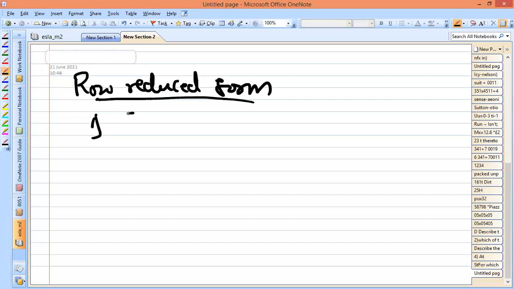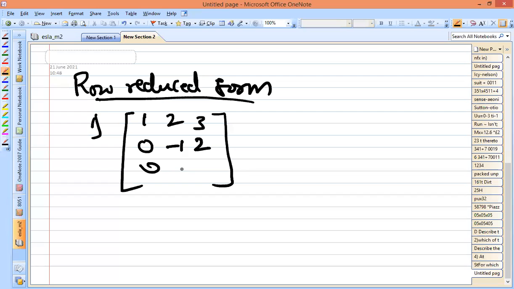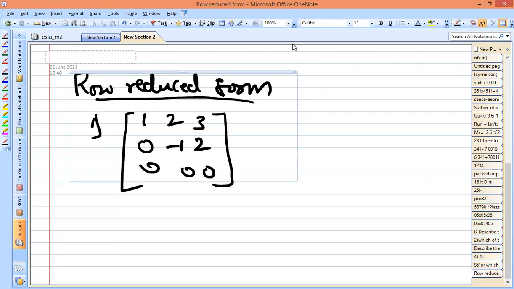For example, I'll simply take one matrix as an example: 0, -1, 2, 0, 0, 0. Suppose you have this matrix; you can see that this is the row reduced form I'm showing here. This is not the original matrix. I'll assume this matrix is the one obtained after applying the row echelon method.